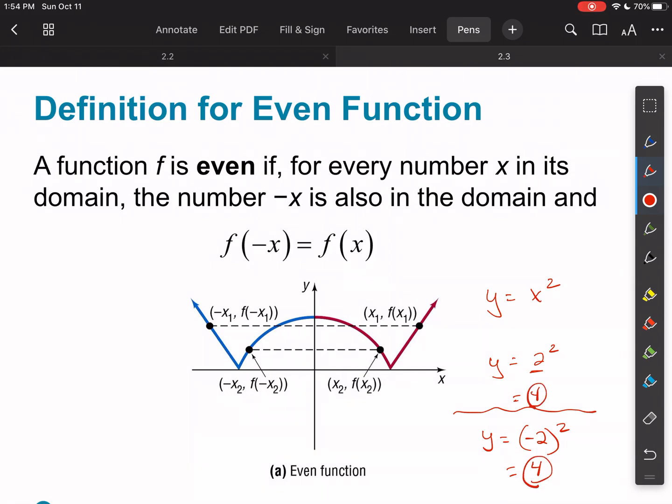Okay, so notice that's what they're trying to show you here. This point here has the same y value as this point over here. This y and this y are the same. The only thing that's different is this is an x value we call x1, and over here is the negative of that x1. So it's just like what we were doing algebraically there.